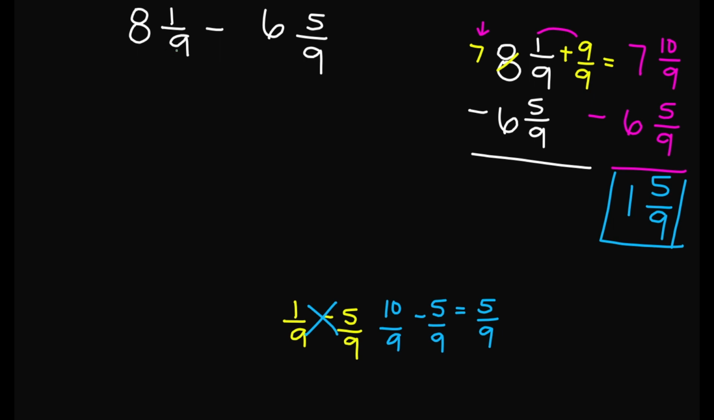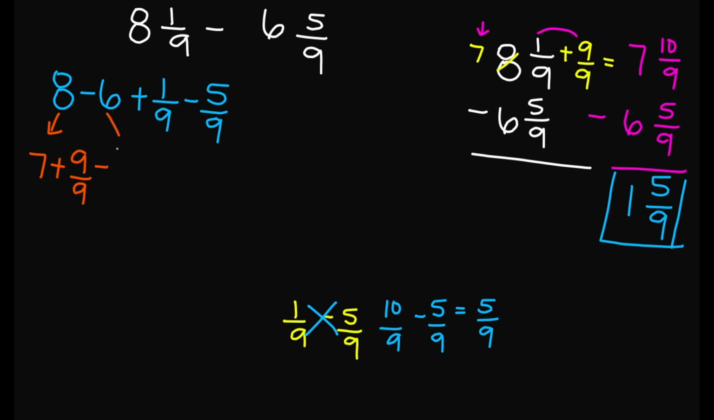Now, let's say you were to expand. So let's expand our fractions and whole numbers here. So 8 minus 6 plus 1 over 9 minus 5 over 9. I'm going to rewrite my 8 here just like we did here. So this is going to be 7 plus 9 over 9 because that's going to give me 8. And then minus 6 plus 1 over 9 and then minus 5 over 9. So now we're going to subtract and add. So we have 7 minus 6. This is going to equal 1. So 1 plus 9 over 9 plus 1 over 9 and then minus 5 over 9.